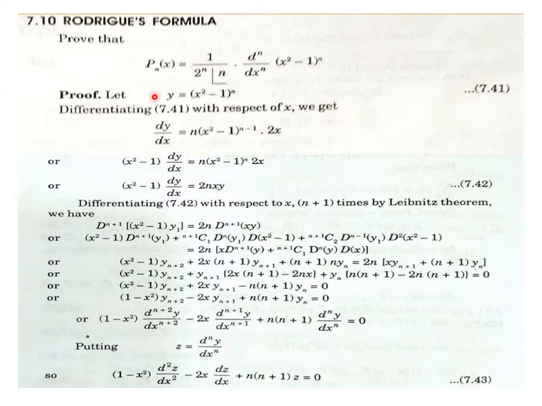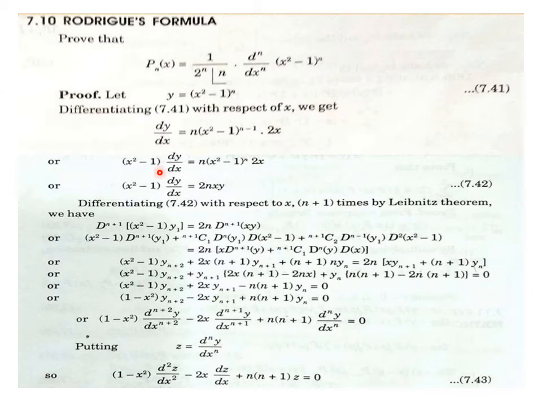We are starting by assuming that x square minus 1 whole power n equals some new variable, say y. Then we differentiate it once with respect to x. We get dy by dx equals, a simple differentiation, n into x square minus 1 power n minus 1, multiplied with the differentiation of x square minus 1, which is 2x. That is the beginning of the derivation.